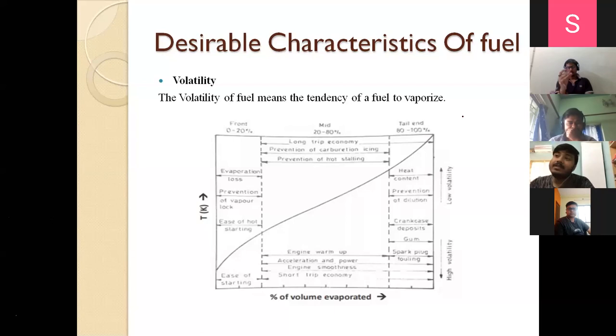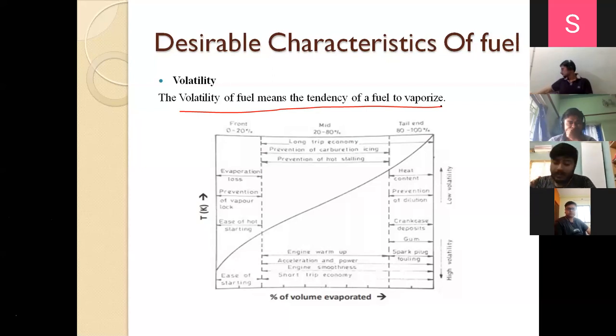So the main characteristic of the fuel should be the volatility. Before going to that, let me tell you the definition of volatility. The volatility of the fuel means the tendency of a fuel to vaporize.